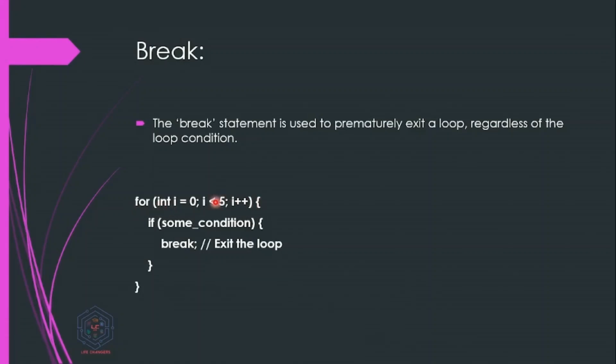Here, the break and continue statements are used only inside the loop. Here we use a for loop, and inside the loop we give some conditions. If the condition is met, then the break statement will execute. That is, it exits the loop. This is how the break statement works. Let us see how it works with a program.